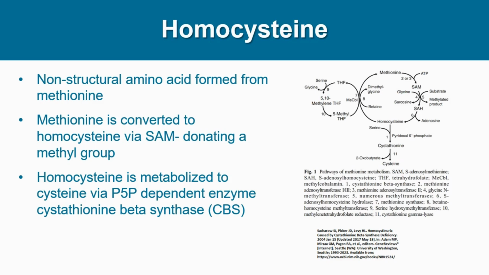Homocysteine is a non-structural amino acid formed from methionine, and methionine is converted to homocysteine via SAM and S-adenosyl homocysteine, so both of them release a methyl group, which is used in a lot of methylation reactions. But it can irreversibly be metabolized to cysteine via the transsulfuration pathway, and it also can help make glutathione. It is metabolized via the transsulfuration using a P5P dependent enzyme. P5P is your vitamin B6, and that goes through the CBS, which I just talked about earlier, so it's an enzyme.